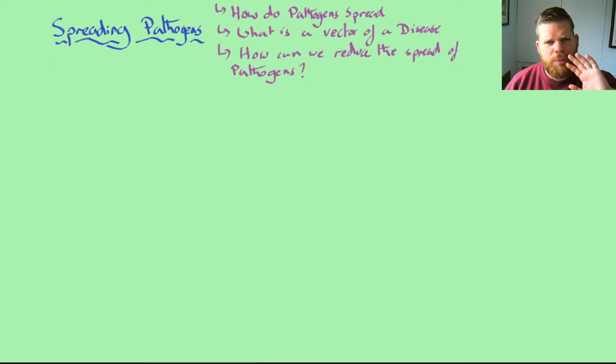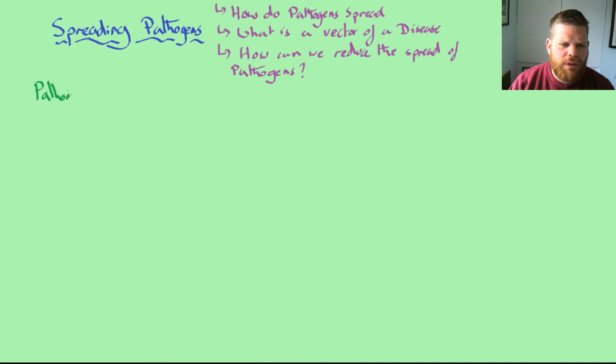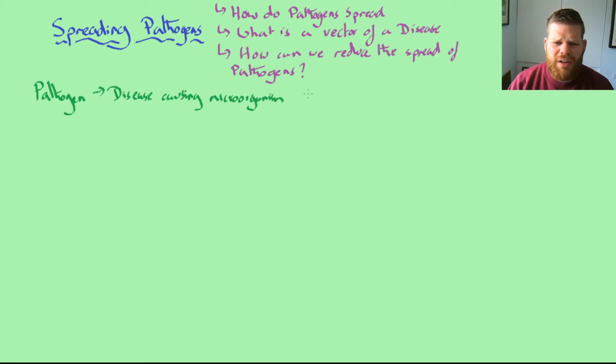So a couple of things just to remind you to start with. Two key words. First off, pathogens. A pathogen is a disease-causing microorganism. Another key term, host. The host is the infected organism. Because we're going to use those two terms when we're talking about the spread of pathogens.